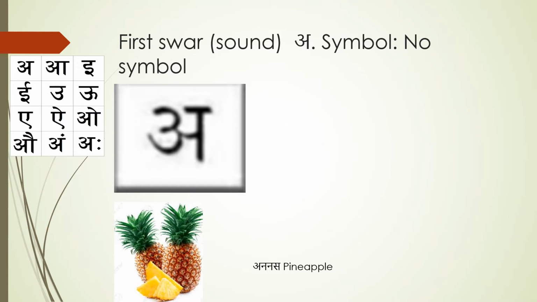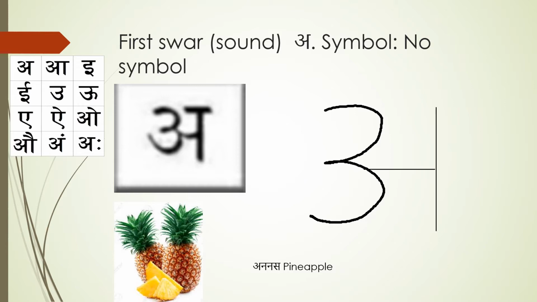In order to learn A, you have to first start with a 3. And attached to that 3 is a small horizontal line. And then attached to that horizontal line is a vertical line of the same length as the original 3 and then a top line. Every Marathi letter has a top line associated with it.